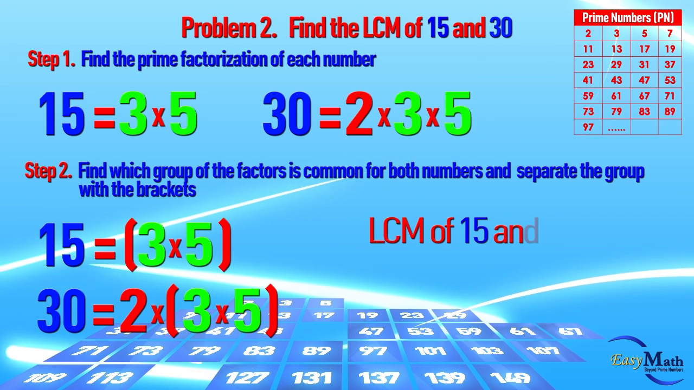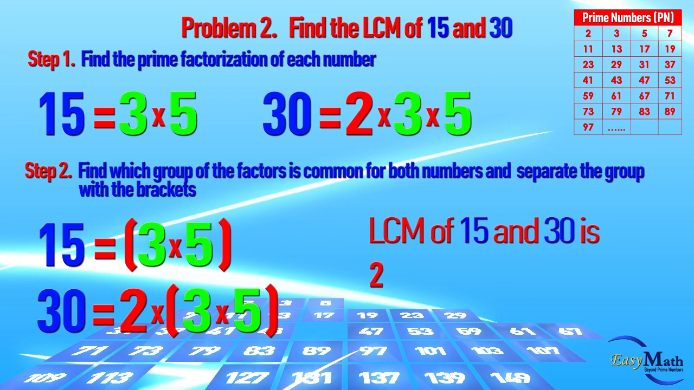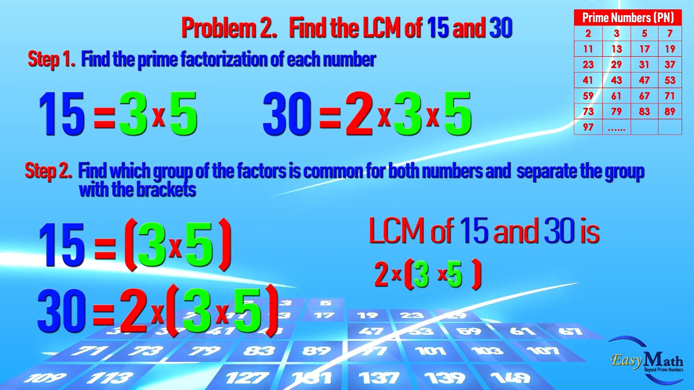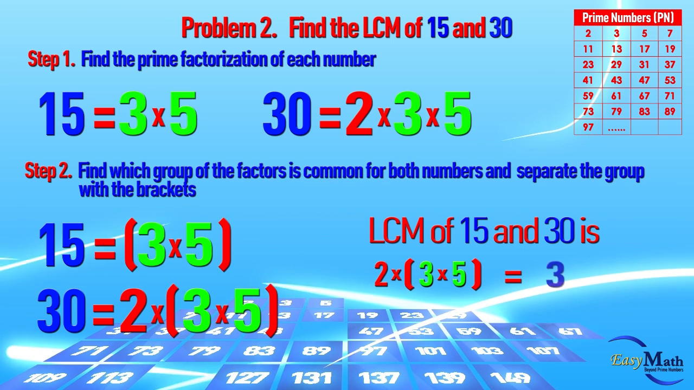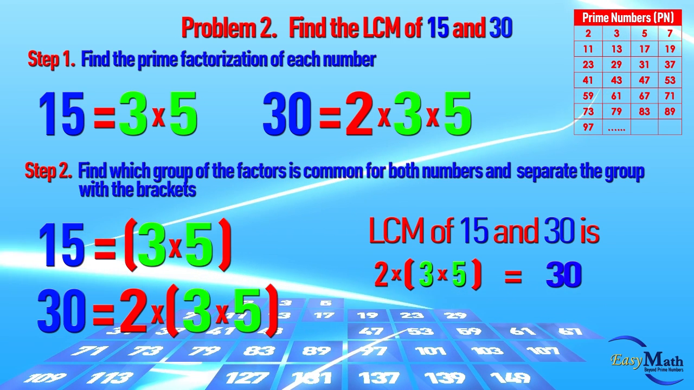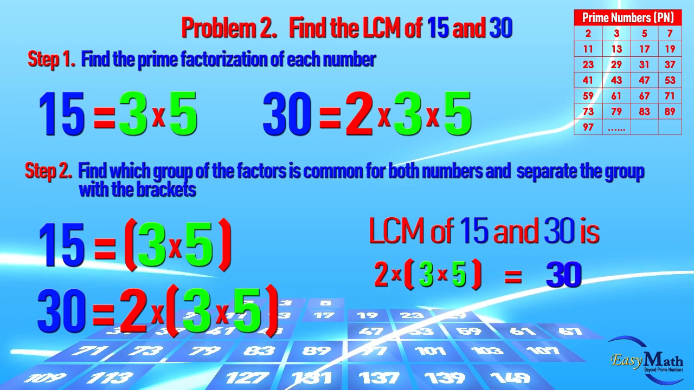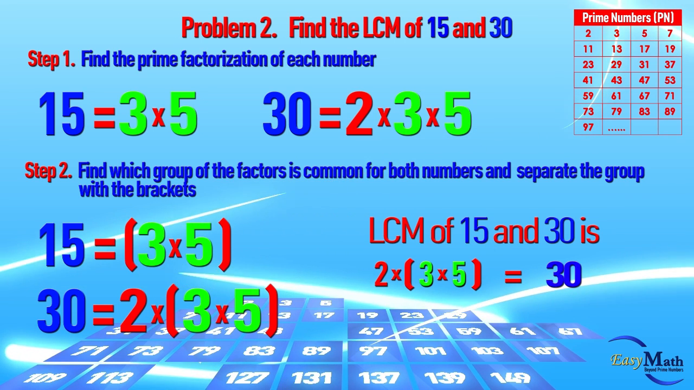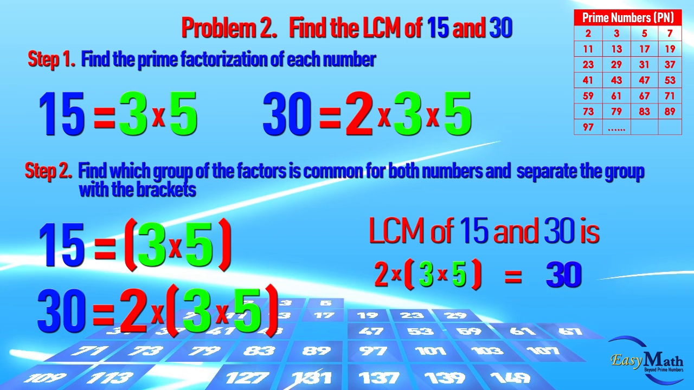Thus, the LCM of 15 and 30 is 2 times the group 3 times 5, which is equivalent to 30. We counted the common for both numbers group 3 times 5 just once to ensure that our common multiple is the smallest possible.